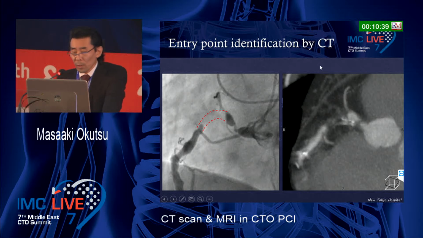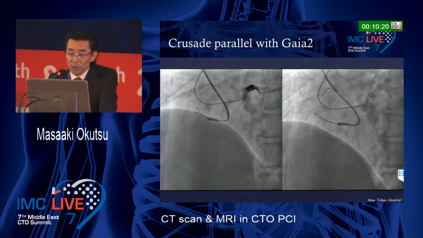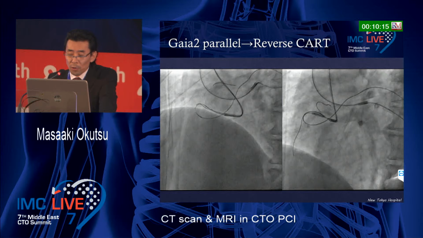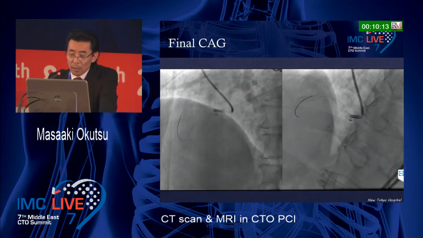So finding and identifying the entry point is a little bit difficult because IVUS maybe cannot advance to this small side branch. So checking the entry point is a little bit difficult from the angiogram only. So I punctured this point, and then finally I used the retrograde approach, and finally, this is recanalized.